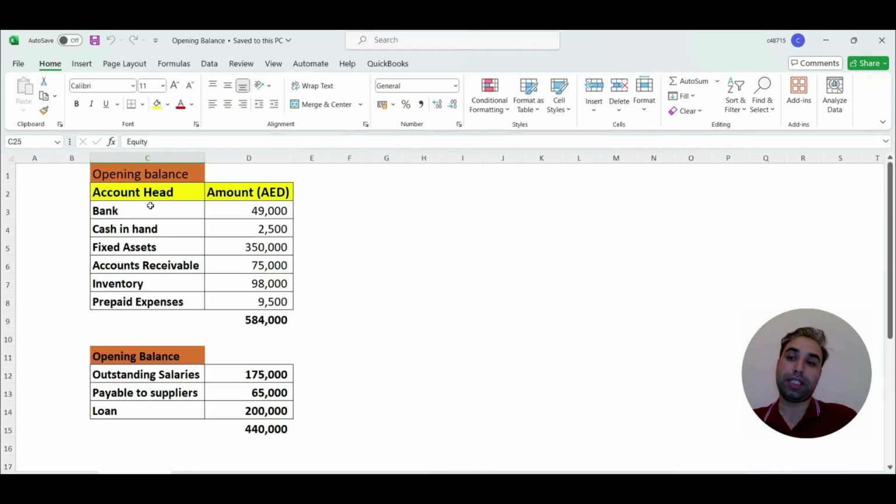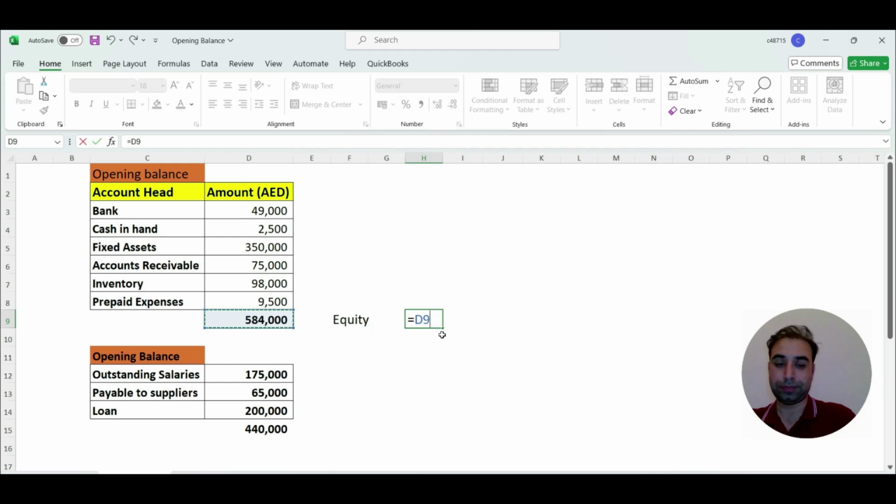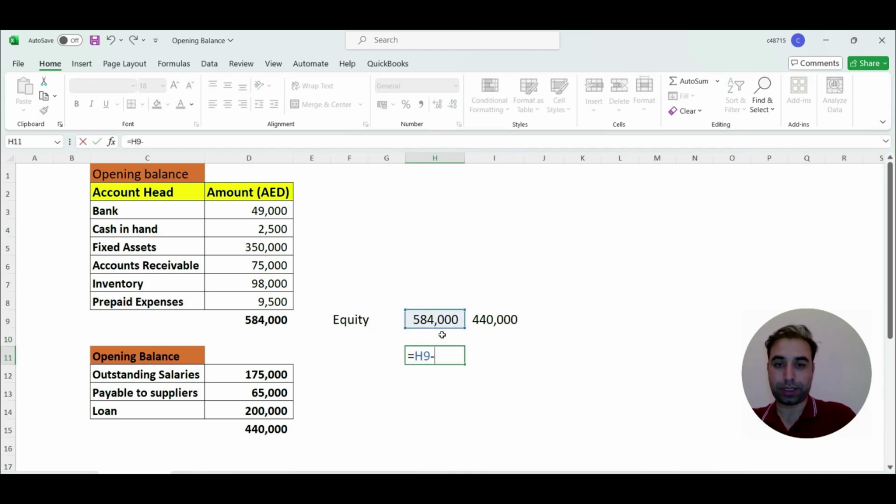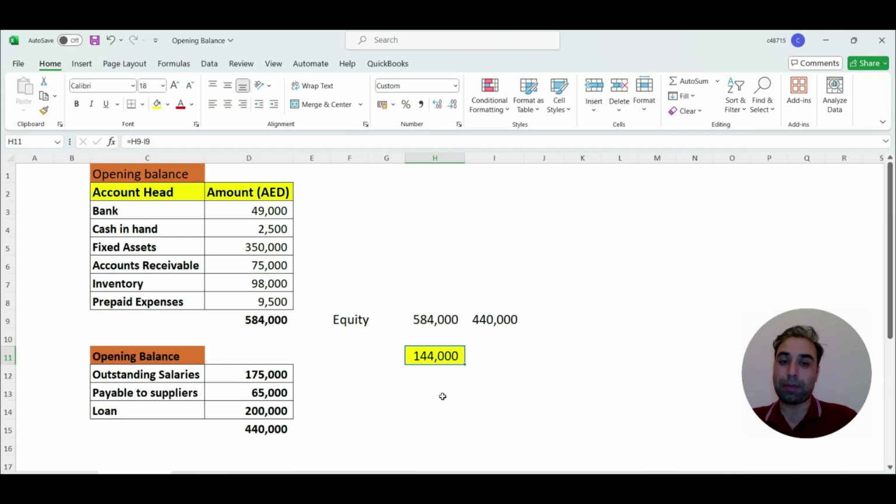In this scenario we can see that all our assets are over here and liabilities are over here. Here in our case equity would be assets minus liabilities. This is the equity, so this is the amount which belongs to equity.